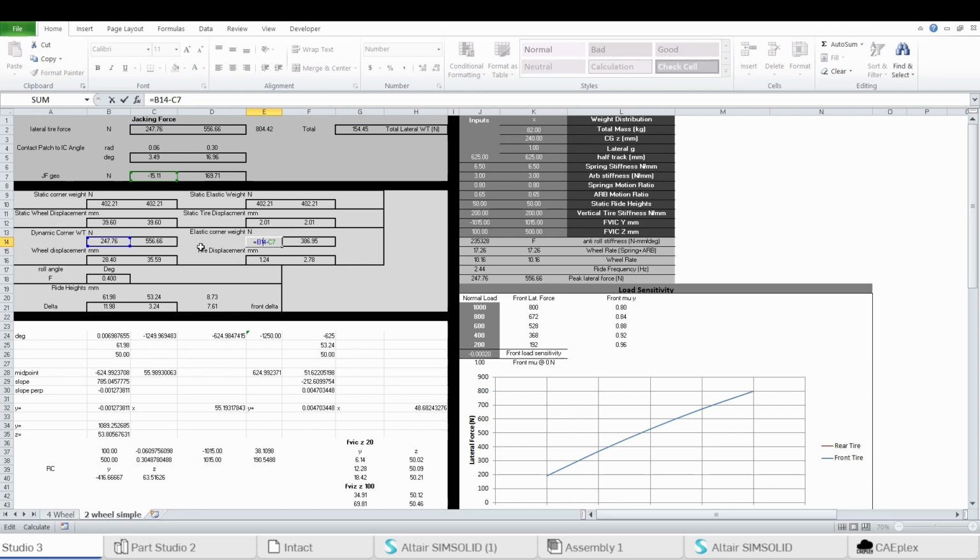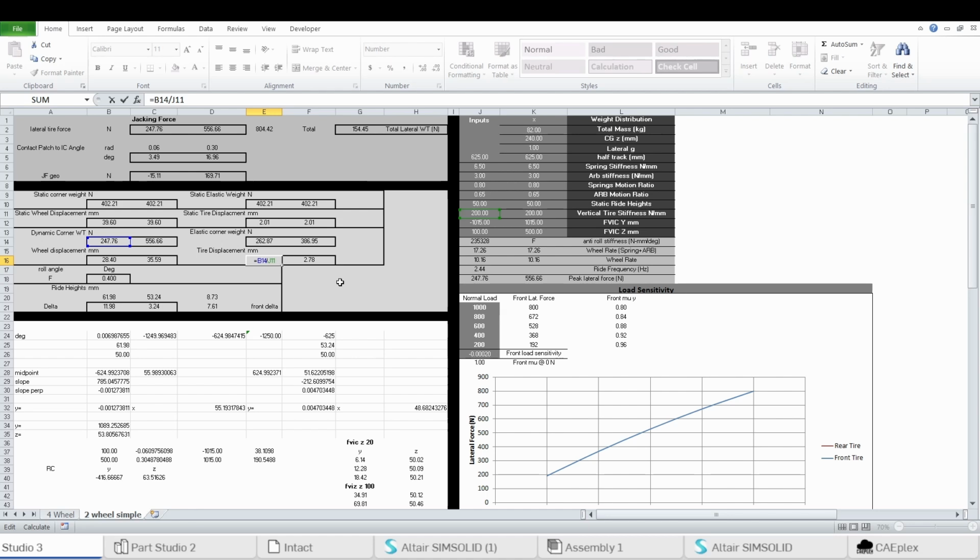And then, using the dynamic corner weight, subtract the jacking force, and you'll get the elastic corner weight. So this is the weight that is going through your springs. Then, using the elastic corner weight, because that's the weight going through the springs, I find the new wheel displacement. That's the weight that's actually going to change your ride height.